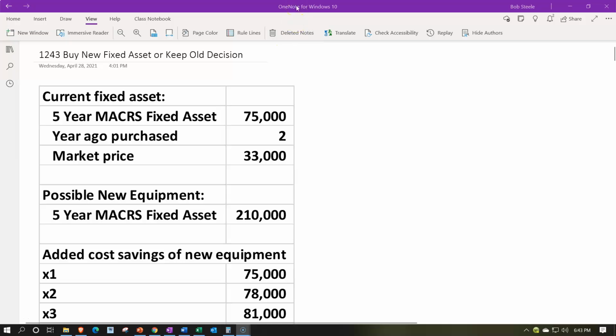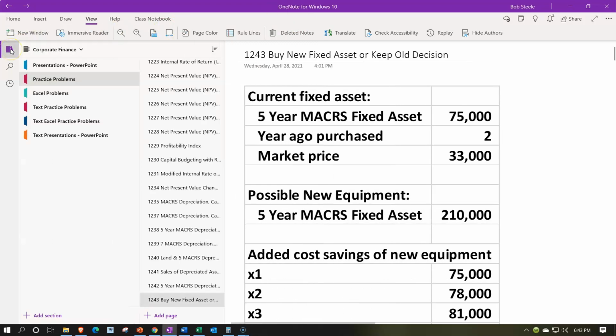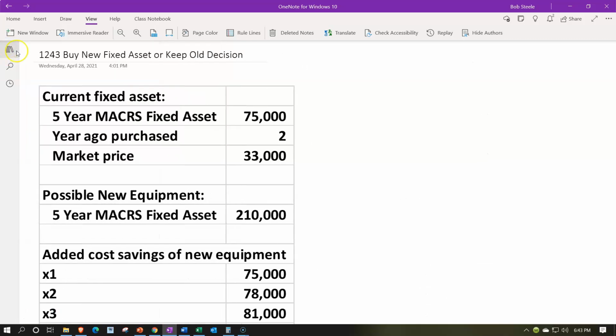If you have access to OneNote and would like to follow along, you're not required to, but if you would like to, we're in the icon on the left-hand side. We're in the Practice Problems tab, and then down in the 1243 Buy New Fixed Asset or Keep Old Decision tab. Also note, when using OneNote, take a look at the immersive reader. Many of our presentations up top will be down here in the text area as well, with the same name, the same number, but with transcripts that can be translated into multiple different languages and either listened to or read in them.